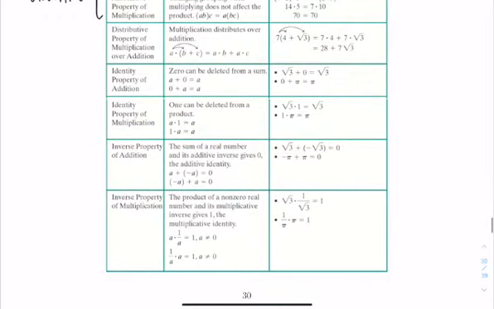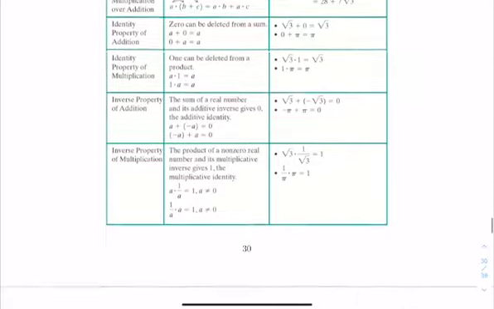And the inverse property of addition and multiplication just says that when I add, I should get the identity. Same thing with multiplication. When I multiply these two numbers, I should get the identity, which was 1. So A plus negative A would give me 0, and A times 1 over A would give me 1.